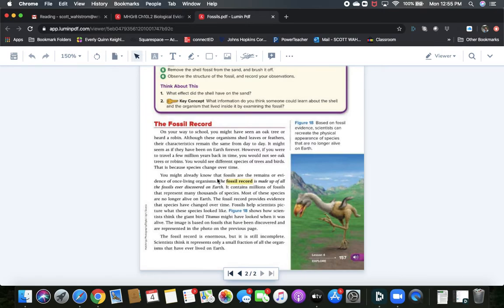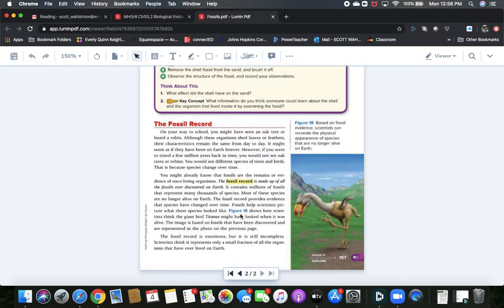You might already know that fossils are the remains or evidence of once living organisms. The fossil record is made up of all the fossils ever discovered on Earth. It contains millions of fossils that represent many thousands of species. Most of these species are no longer alive on Earth. The fossil record provides evidence that species have changed over time. Fossils help scientists picture what these species looked like.